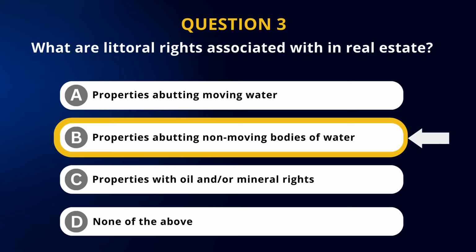So it's a little deceptive, right? Like it says non-moving bodies of water, and all water is moving, right? It's like gravity and stuff. But they want you to understand that there's a distinct difference between riparian rights and littoral rights. And riparian rights would be A, properties abutting moving bodies of water. And littoral rights deal with standing bodies of water or non-moving bodies of water.